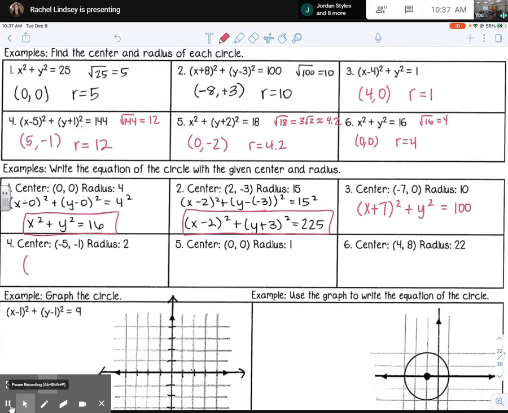On number 4, I'm gonna have x plus 5 squared plus y plus 1 squared equals 2 squared, which is 4.